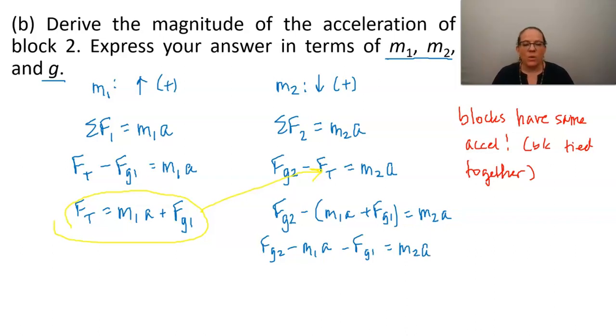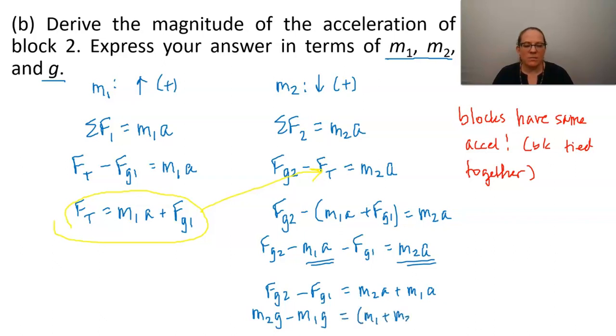So now we want to collect our terms with acceleration on the same side. So we'll have F_G2 minus F_G1 on our left side, and then M2A plus M1A on the right side. We will next need to go ahead and substitute M2G minus M1G. And I'm going to go ahead and collect my like terms on that right side.